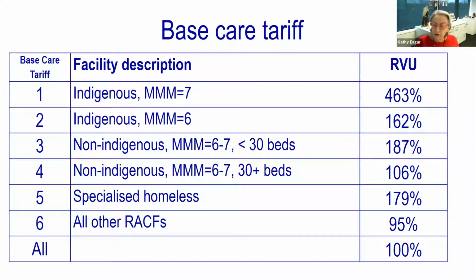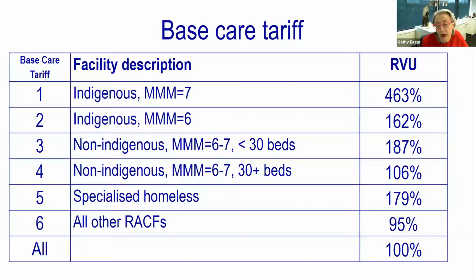Then for an Indigenous home in the most remote part of Australia, in the MMM7, Modified Monash Model 7, which is rural and very remote, if the average payment is $100, then for base care tariff 1, they'd be paid $463 a day simply to have the door open. So from the bottom, the average is $100. For base care tariff 6, which is Metro, basically, it's $95.